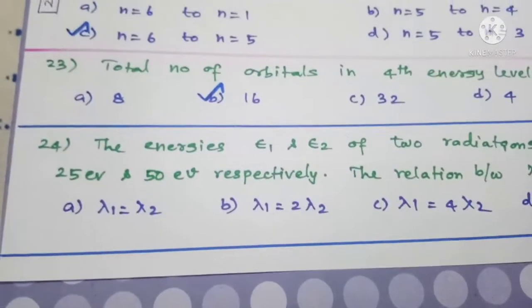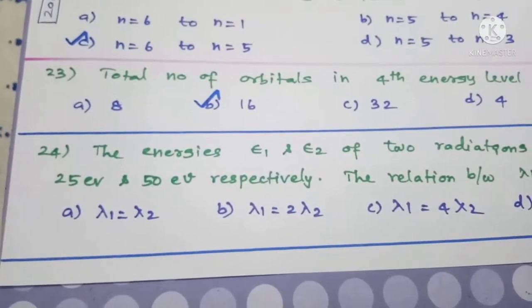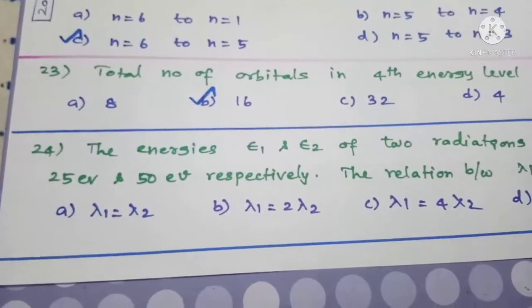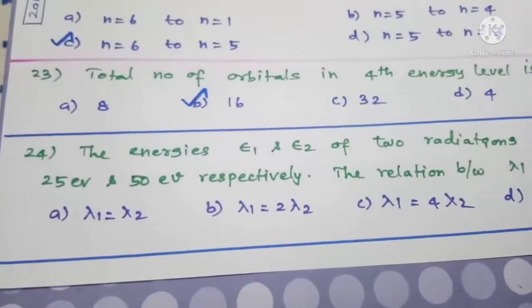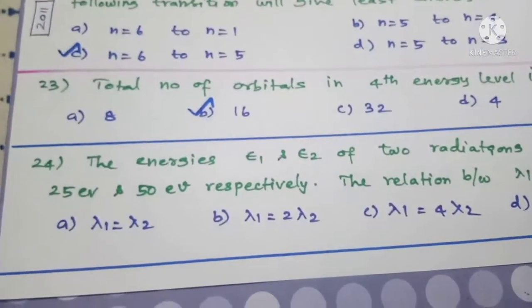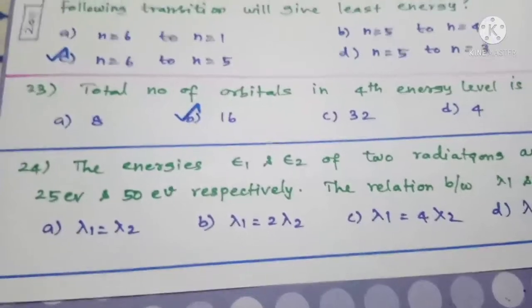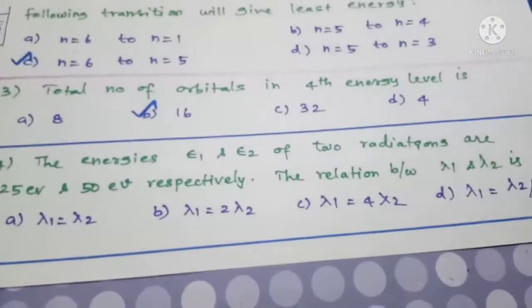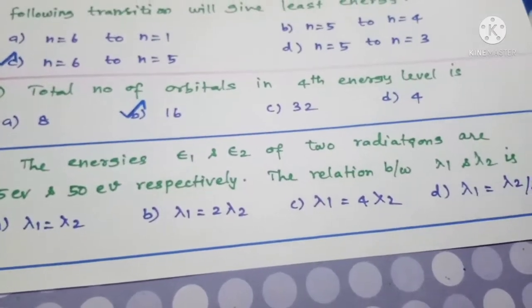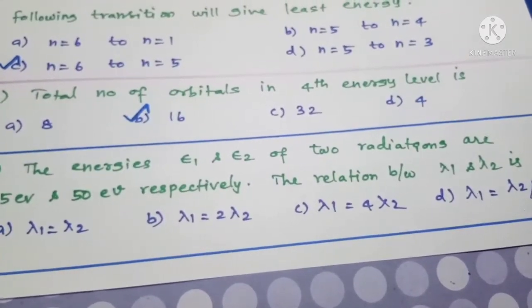Number 24. The energies E1 and E2 of 2 radiations are 25 electron volt and 50 electron volt respectively. The energies of two radiations are given: one is 25 electron volt, another one is 50 electron volt. Now what is the relation between lambda 1 and lambda 2? You have to find out the relation between the wavelengths of the two radiations.